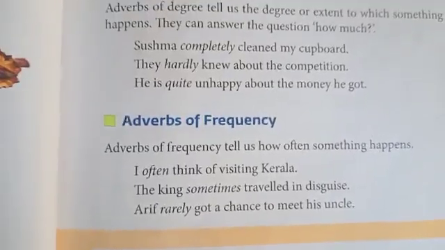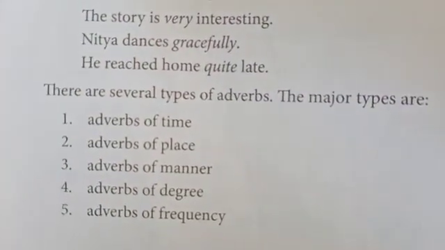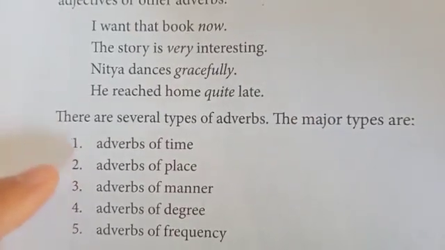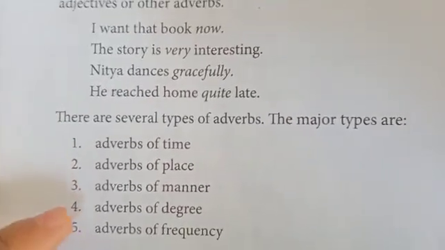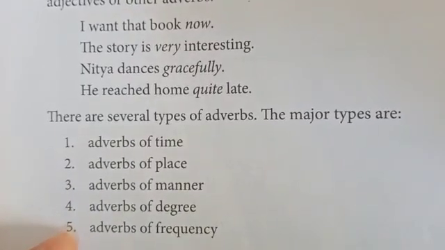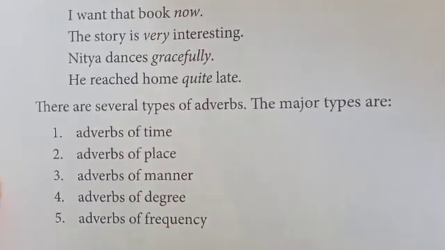So just now we discussed in brief about the adverbs. We learnt about the 5 types of adverbs. These are adverbs of time, adverbs of place, adverbs of manner, adverbs of degree, and adverbs of frequency. Alright, so these are the 5 types of adverbs that we have discussed now.